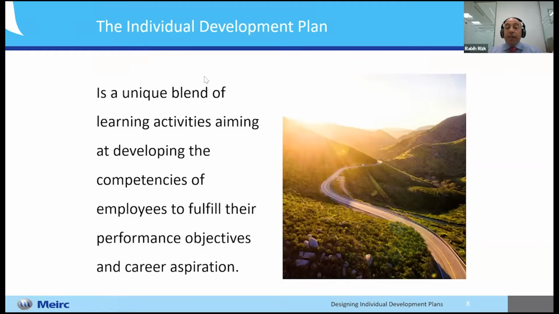As defined in practice, it's a unique blend of learning activities aiming at developing the competencies of employees to fulfill their performance objectives and career aspiration. And here, if you allow me, I would like to highlight some of the key words in this definition. First of all, it is unique. Why is it unique? Because it is individual. And since learning is very contextual, it is individual based, it is focused on the learner preferences. Certainly, although it might have some similarities with other people fulfilling the same role, it will be unique in its own terms.